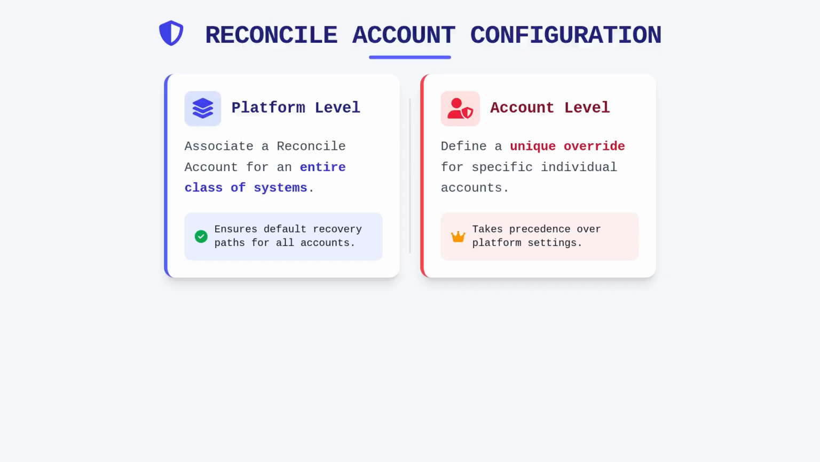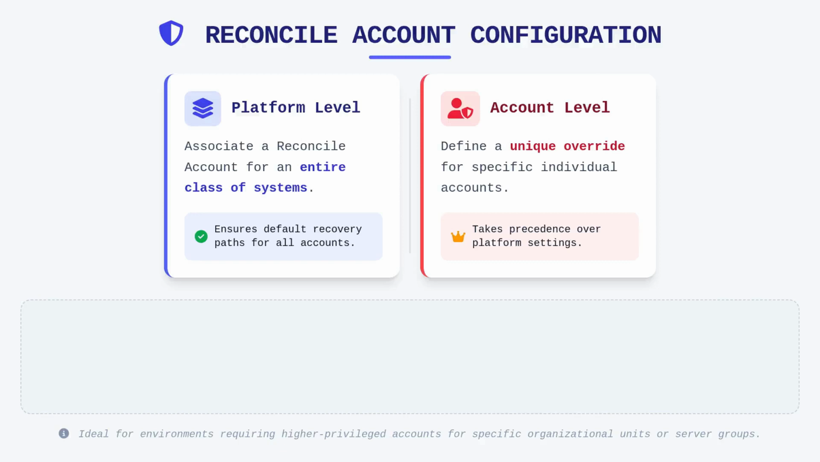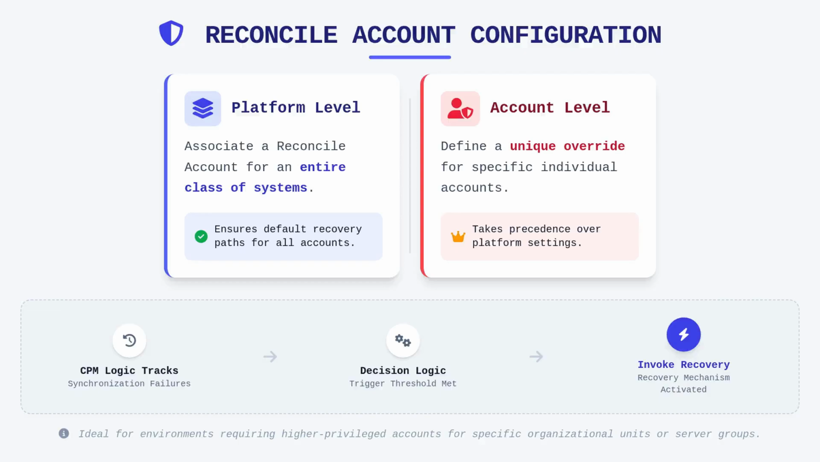This is particularly useful in environments where organizational units or specific server groups require higher privileged accounts than those defined in the broad policy. Once associated, the internal CPM logic tracks the history of synchronization failures and determines when to invoke this recovery mechanism.